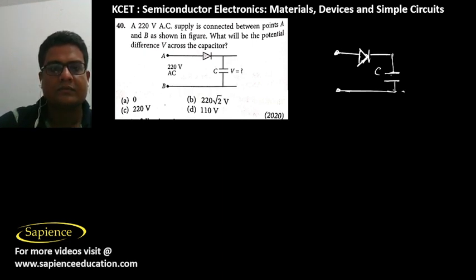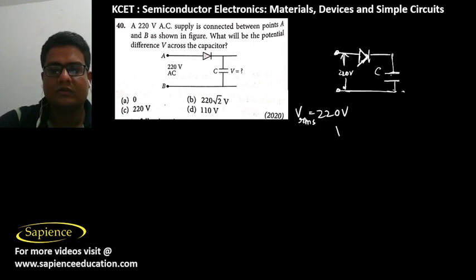So the maximum voltage of the AC source: this 220 volts is the root mean square, or RMS voltage, of the AC source. So therefore the peak voltage V naught will be equal to 220 into root 2 volts.